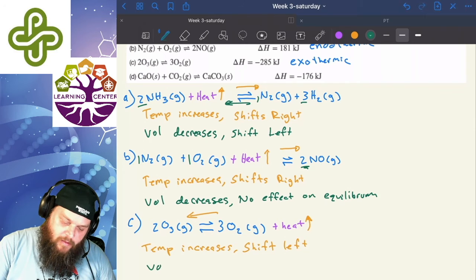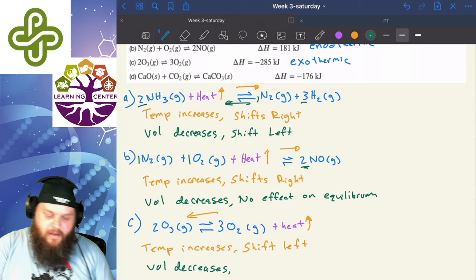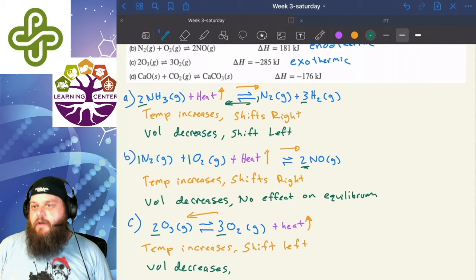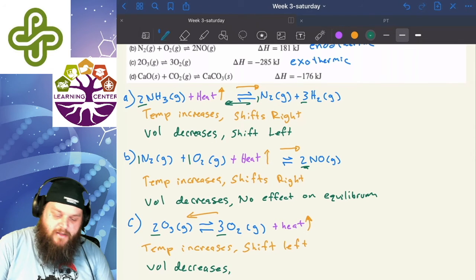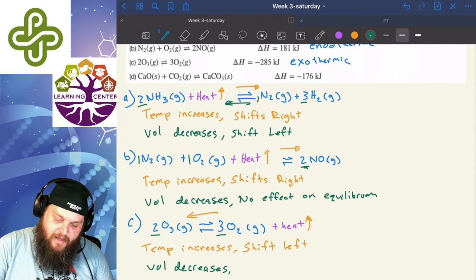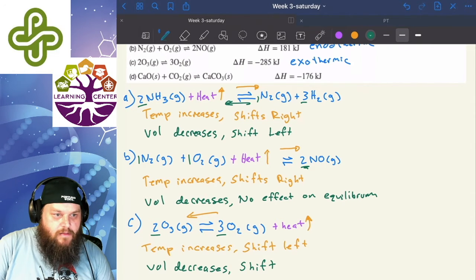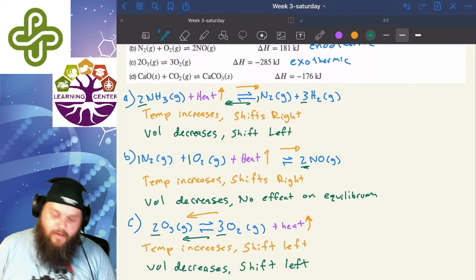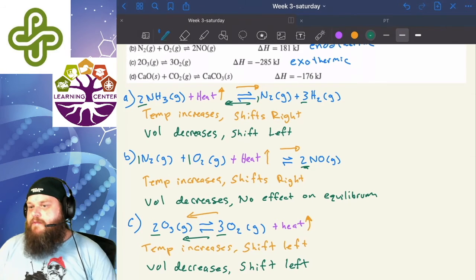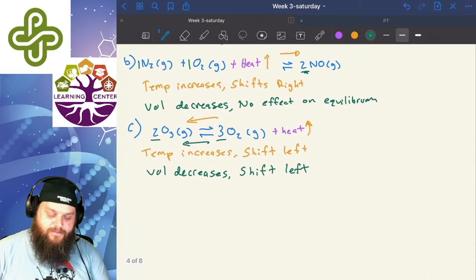If the volume were to decrease, volume decreases. Well, again, we have a 2 to 3 ratio. The volume decreasing favors the one with less moles. So in this case, it's going to shift left as well. There's 2 moles of O3 where there's only 3 moles of O2.